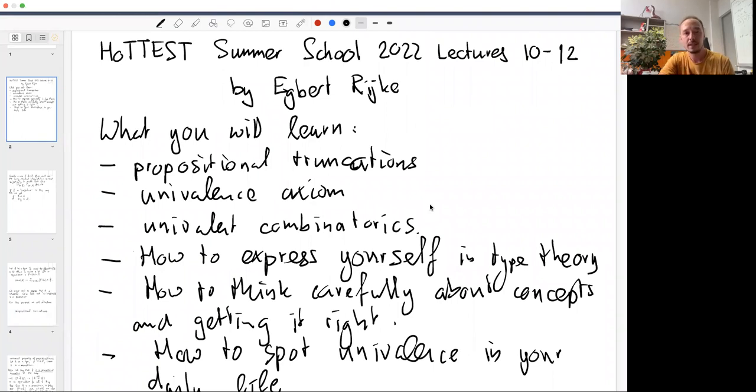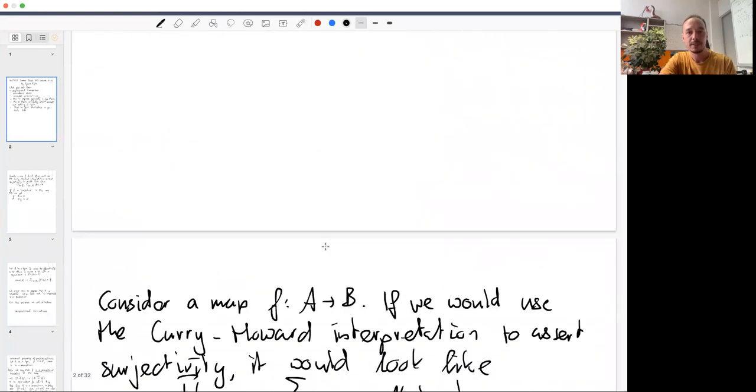And today I'm going to talk about the Univalence Axiom, which doesn't necessarily have so much to do with propositional truncations, but we are going to use the way we defined finite types to discover some maybe unexpected things about the Univalence Axiom. And then on Friday in my last lecture, we're going to put it all together and try to use univalence in everyday concepts from combinatorics. So that's the plan.